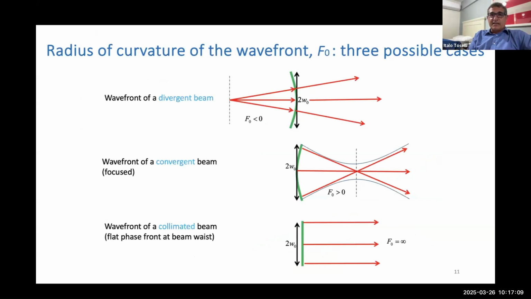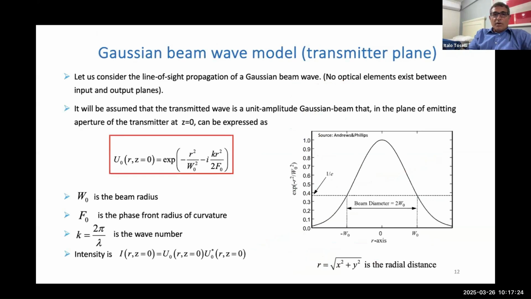And you see that we can have 3 different cases. The case where F0 is lower than 0, then we have a divergent beam. The case where F0 is higher than 0, and then we have a convergent beam. And the case where F0 is infinite, and then of course we end up in the previous case, which is a collimated beam.